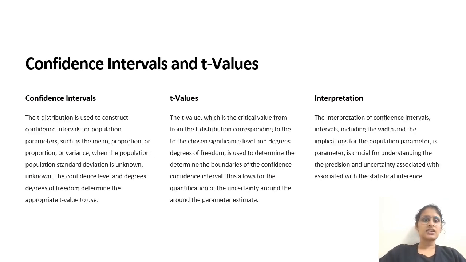Confidence intervals and t-values. Confidence intervals. The t-distribution is used to construct confidence intervals for population parameters such as mean, proportion, or variance when the population standard deviation is unknown. The confidence level and degrees of freedom determine the appropriate t-value to use. T-values. The t-value, which is a critical value from the t-distribution corresponding to the chosen significance level and degrees of freedom, is used to determine the boundaries of the confidence interval. This allows for the quantification of the uncertainty around the parameter estimate.